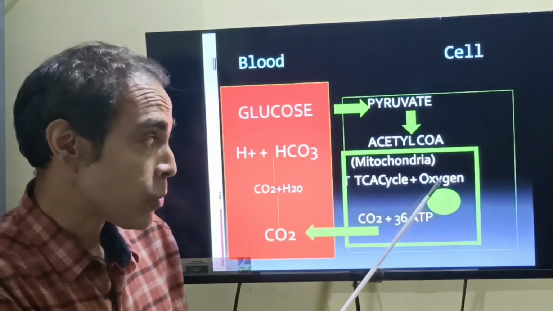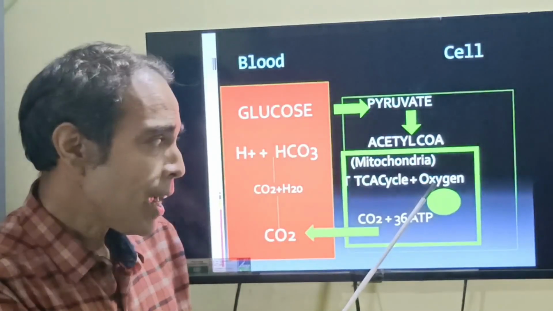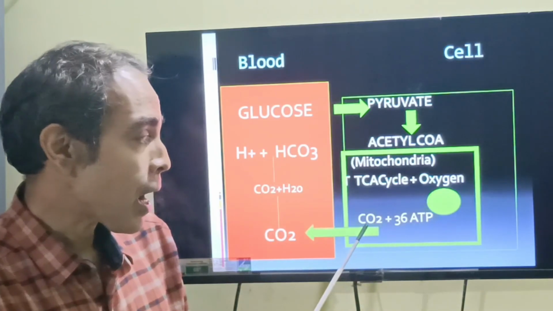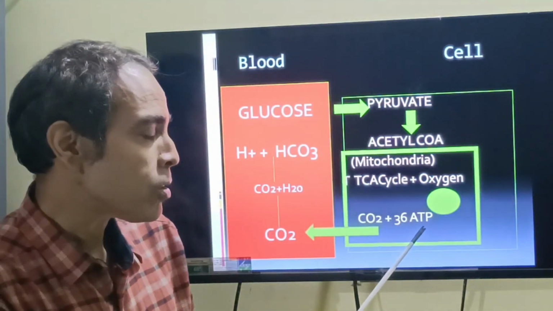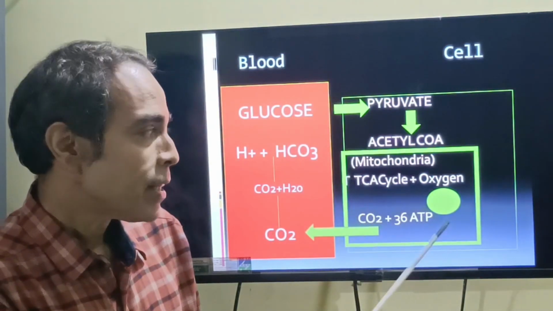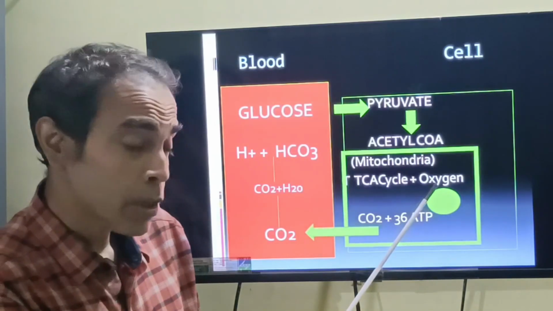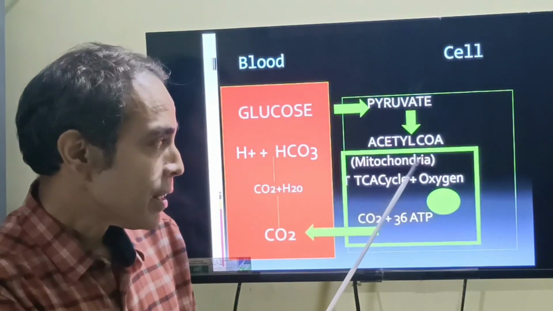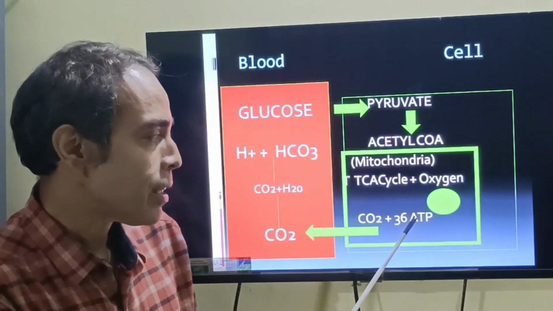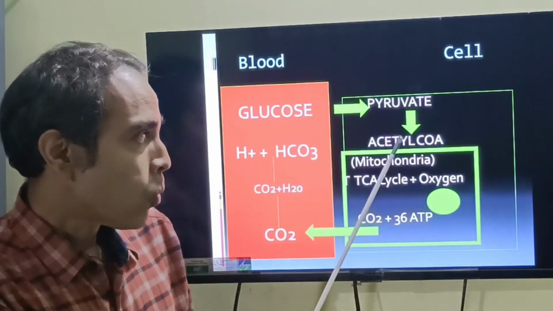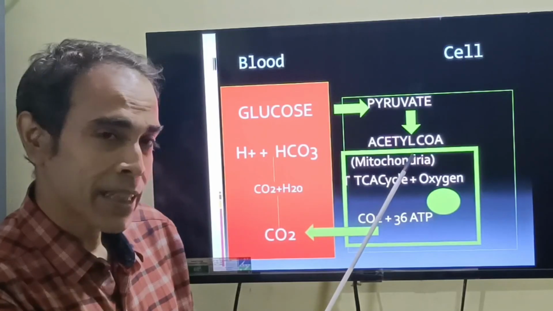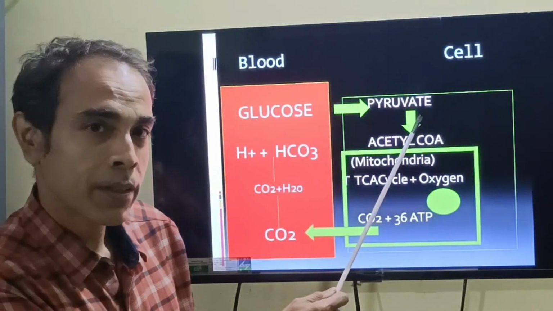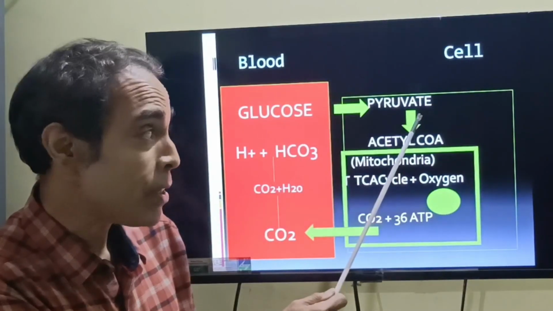Now under the effect of oxygen, it undergoes the TCA cycle or Krebs cycle to form carbon dioxide and 36 molecules of ATP. This is called aerobic respiration, because here oxygen is used and there is good blood flow. Mind you, pyruvate can be converted to acetyl coenzyme A, but acetyl coenzyme A cannot go back to pyruvate. So this is a very important irreversible step of this conversion.